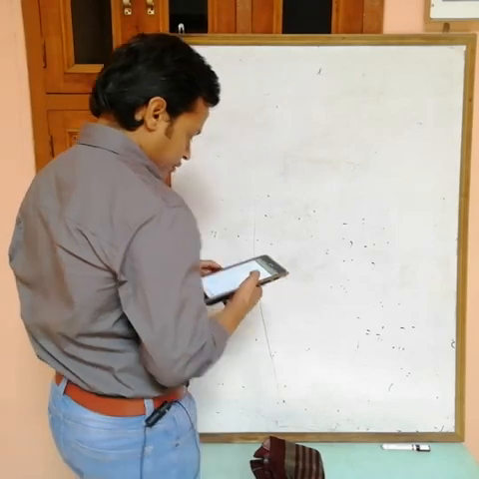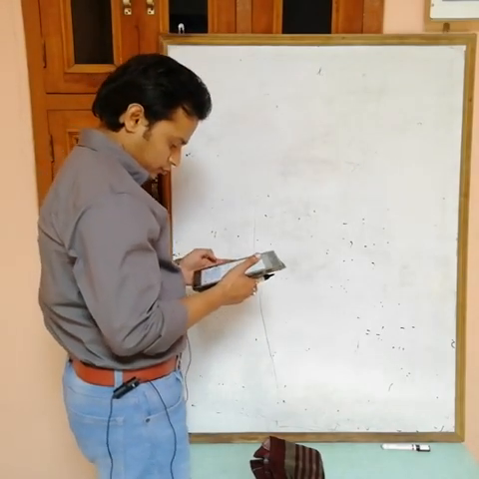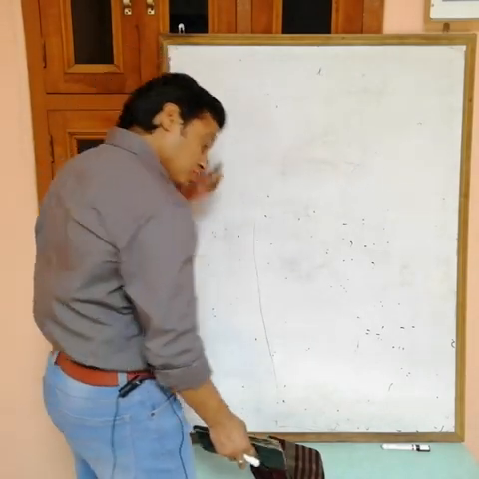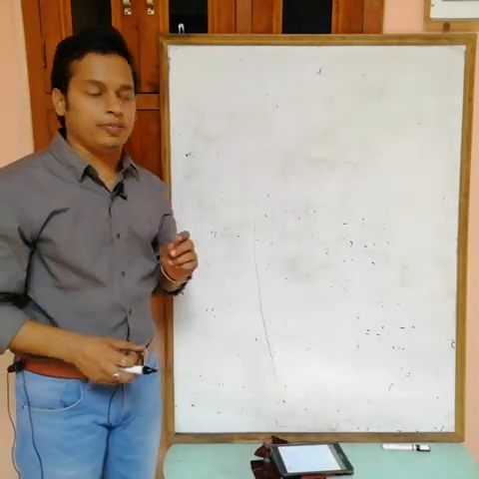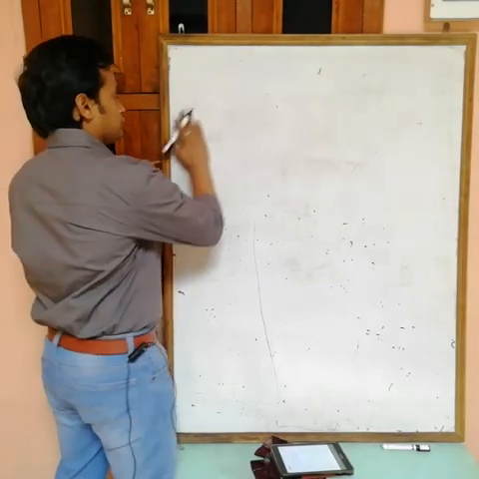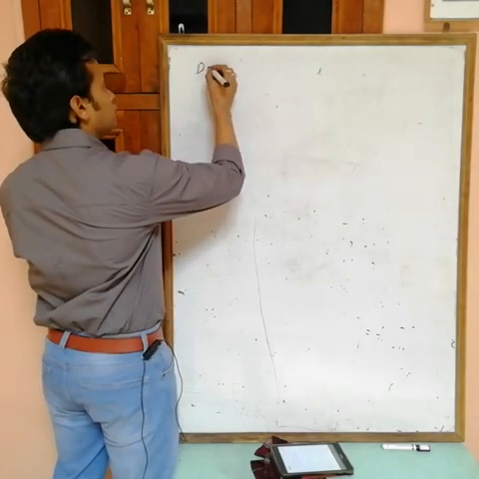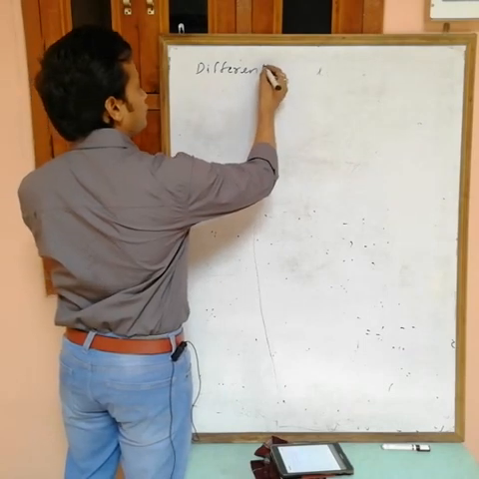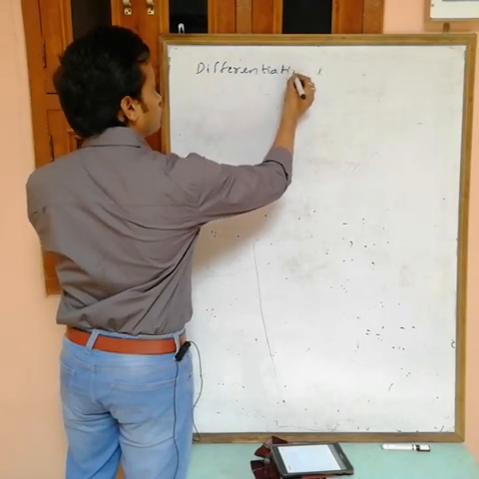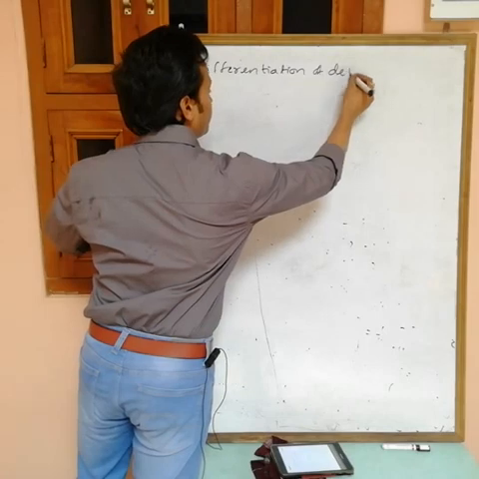Okay, so now what do we have remaining? Nothing. One thing is also there, that is the differentiation of determinant.